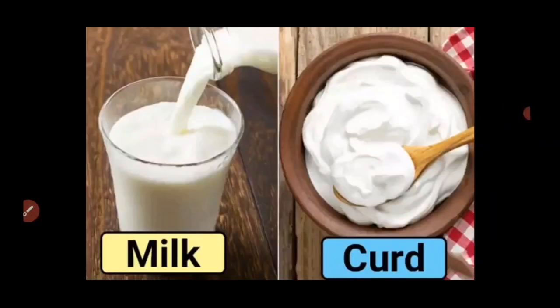Students, you could notice that milk turns into curd. So how is it happening? Also, we see a number of changes in our surroundings. Some of them are physical changes and some of them are chemical changes.